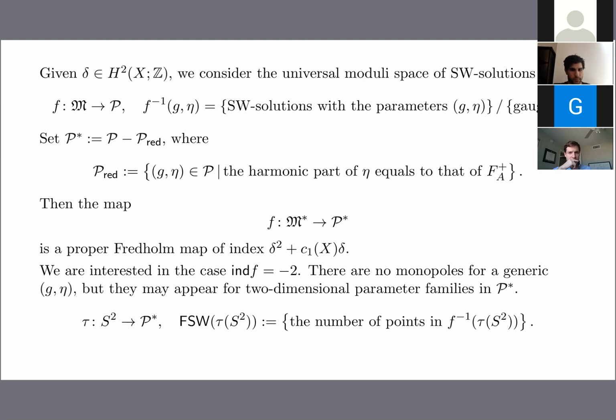Well, if you do not remove this P ret, the reducible part, then the map is not Fredholm. And we will take delta so that the index of F is -2. So in this case, a generic point of the parameter space doesn't have a preimage, but a two-dimensional family of parameters may have some. And so this tells us how to define family invariants.